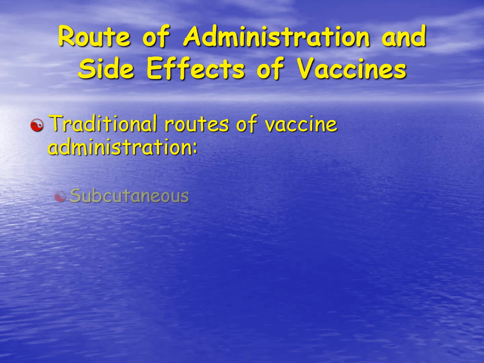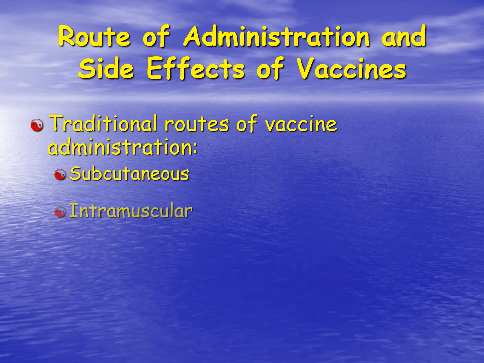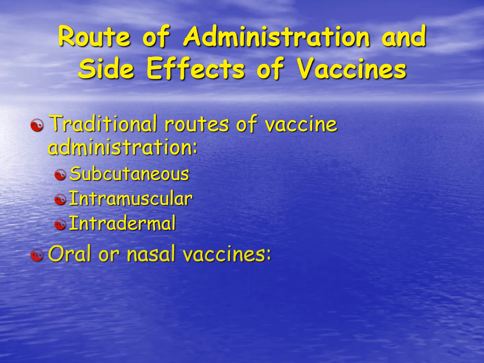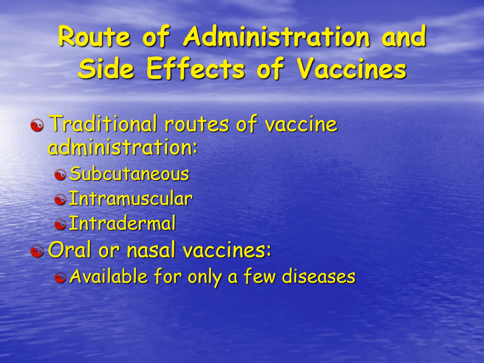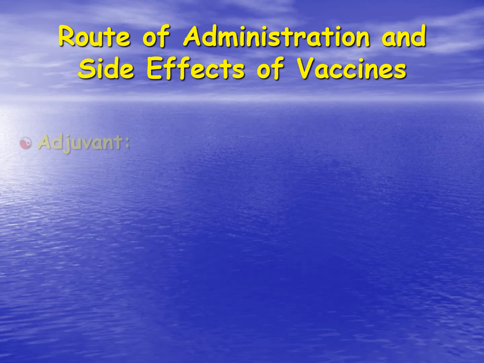Traditional routes of vaccine administration include subcutaneous injections, intramuscular, and even intradermal. Oral or nasal vaccines are simply applied to the mucosal surface of the nasal or oral cavity, and they are available for only a very few diseases out there.